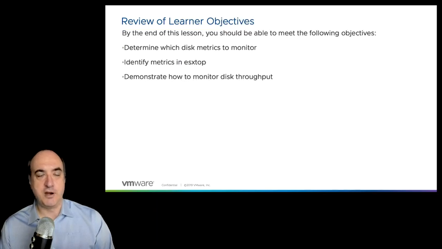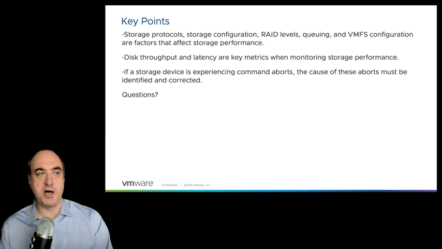So our goals of this lab or this lesson were to determine which disk metrics to monitor, look at the key performance indicators, right, IOPS, throughput, and latencies, identify those metrics inside esxtop, and finally demonstrate how to monitor disk throughput. And this ends this module where we took a look at storage protocols, storage configuration, RAID levels, queuing, and VMFS configurations. They're all factors that affect storage performance. Disk throughput and latency are key metrics when monitoring storage performance. And if a storage device is experiencing command aborts, the cause of those aborts must be identified and corrected, because if you're finding aborts, you have an overloaded storage. We don't want to see any storage aborts.